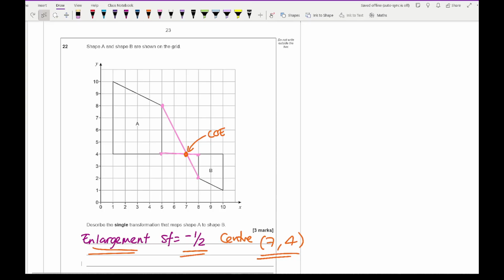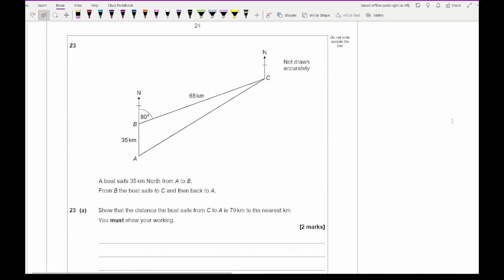Moving on to question 23, it says that a boat sails 35 kilometers north from A to B. From B, the boat then sails to C and then back to A. Show that the distance the boat sails from C to A is 79 kilometers to the nearest kilometer, and you must show your working. So A to C is basically this length here.